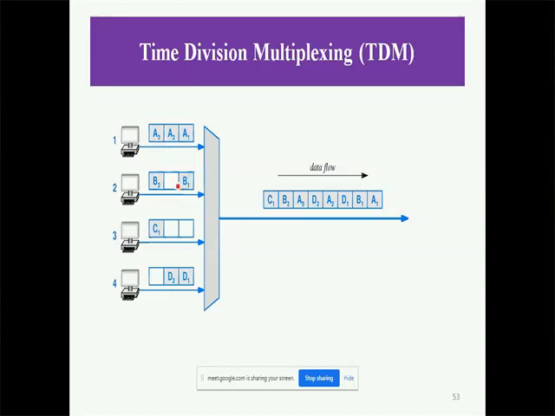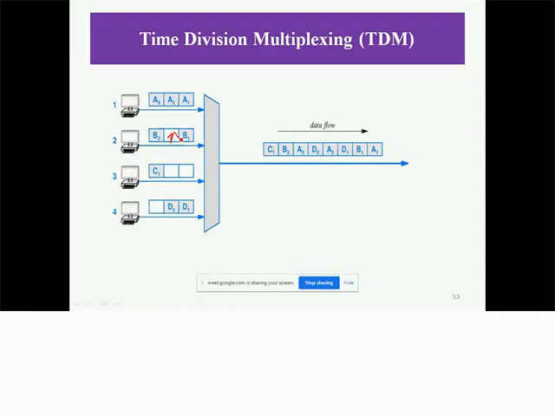So in case of asynchronous TDM, see in this user 2, where I am marking, B1 and B2. The frame size is 3 bits, but we have B1, B2, C and D1, D2.